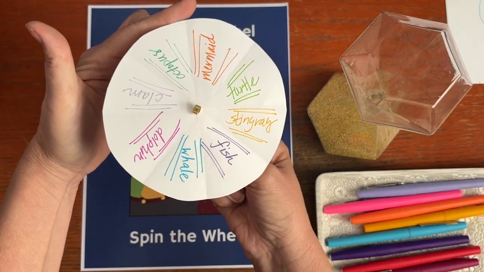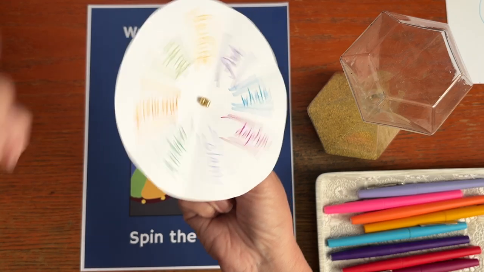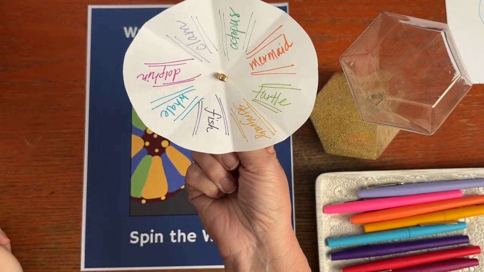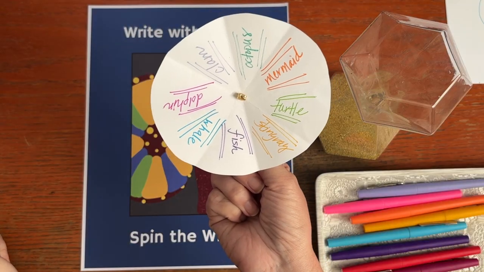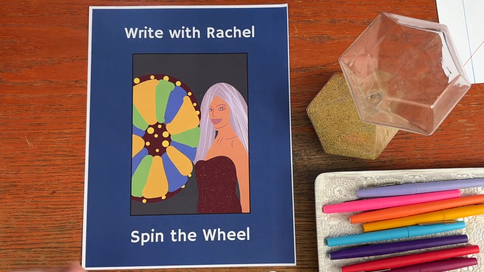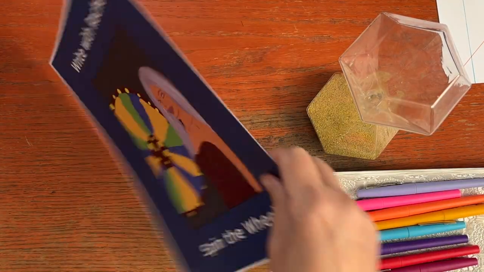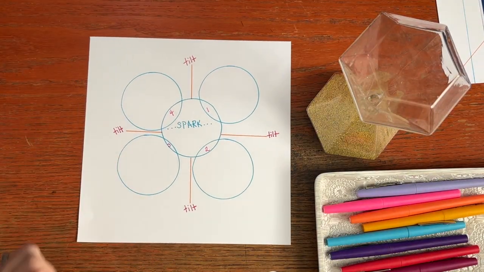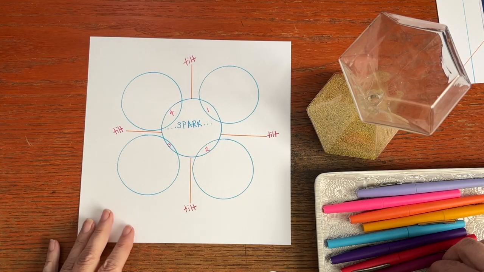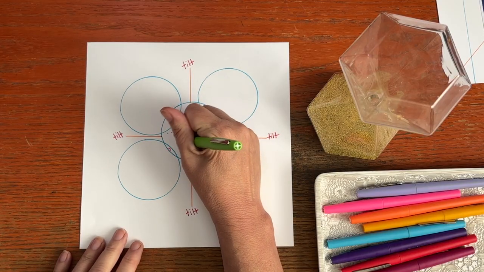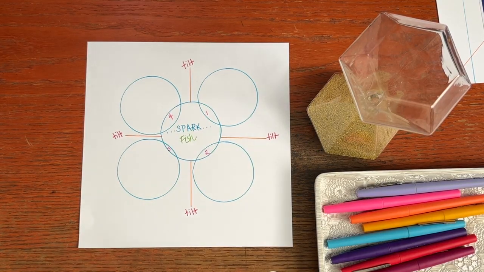And here we go. Let's give that another spin. Here we go. That's a good one. And it looks like we're going to go with the word fish, the one I started with. So fish. Let's bring our page over here and let's start planning out this spark page for today. Our spark word for the day is going to be fish, which we can take in a lot of different directions.